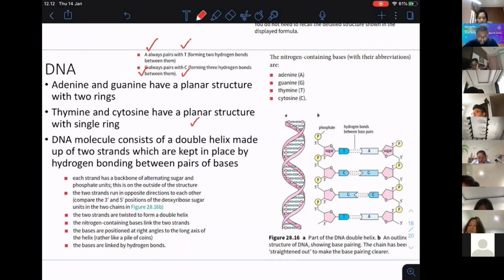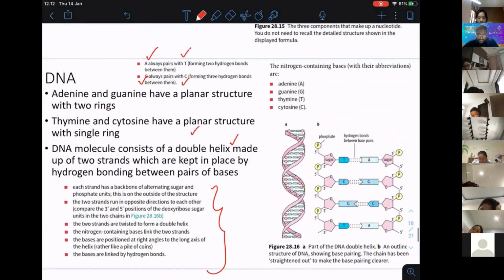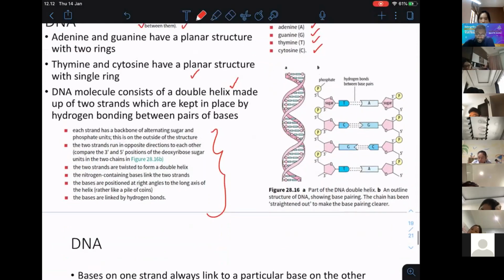DNA consists of a double helix, 2 strands which are kept in place by hydrogen bonding. I think all these bio parts I don't want to go through. Please read. The nitrogen-containing bases are adenine, guanine, thymine, cytosine, and these are the hydrogen bonds. A always pairs with T, C always pairs with G. So different combinations that we have.